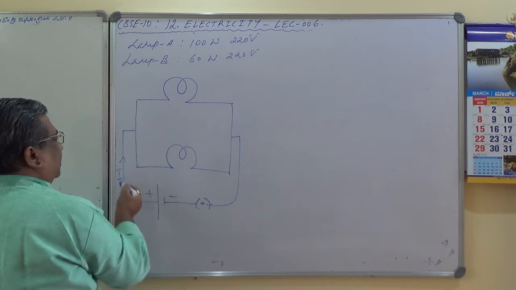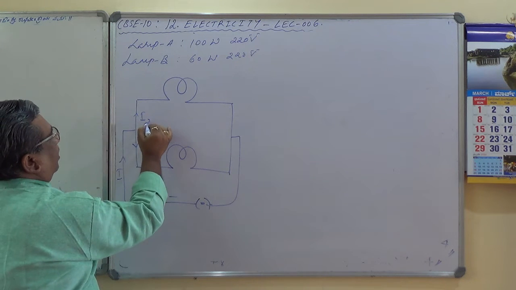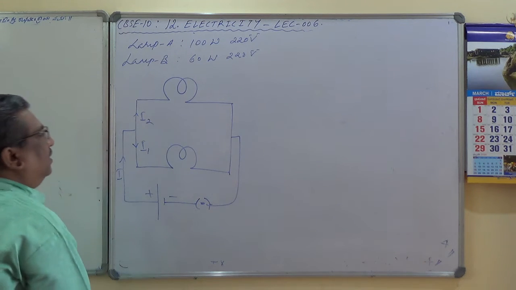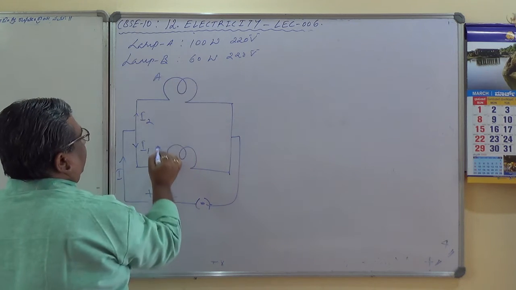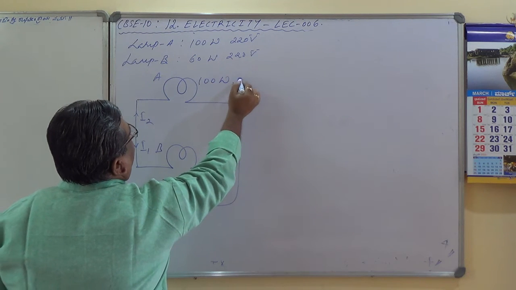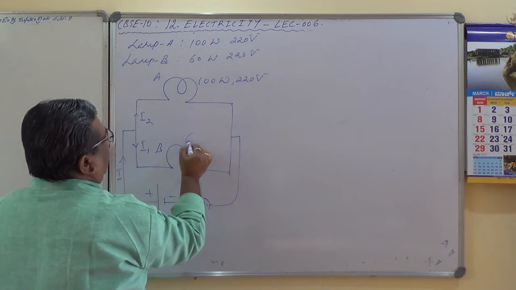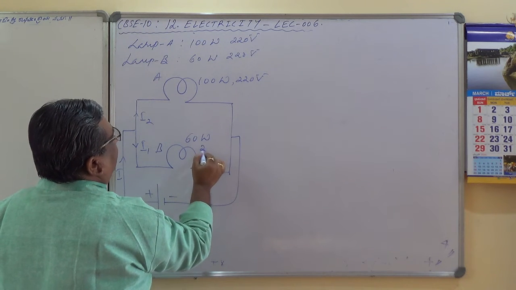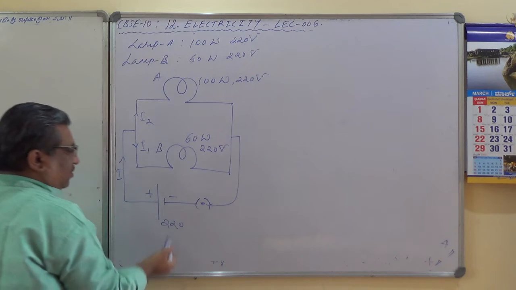Question is, what is the current drawn by this? Let this be I1, let this be I2. Is it right? What is the power rating? This is A, this is B, 100 watt, 220 volt. This is 60 watt, 220 volt. This is also 220 volt here. So same voltage is coming.